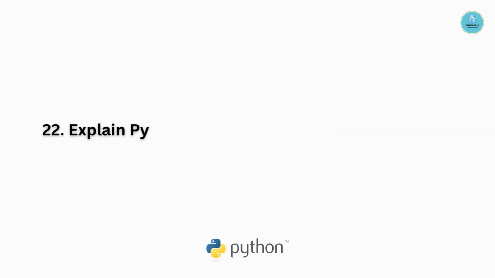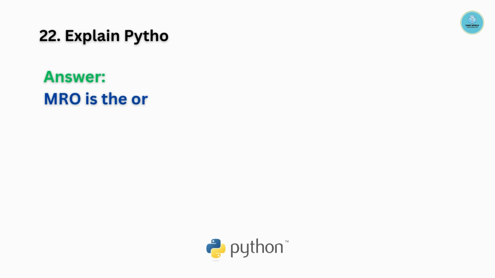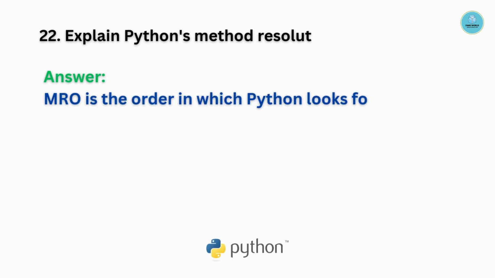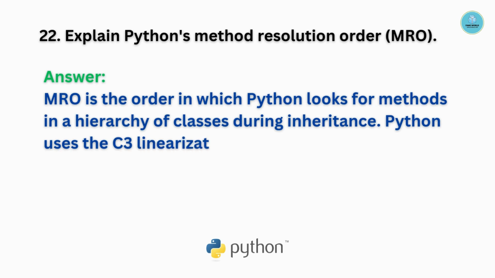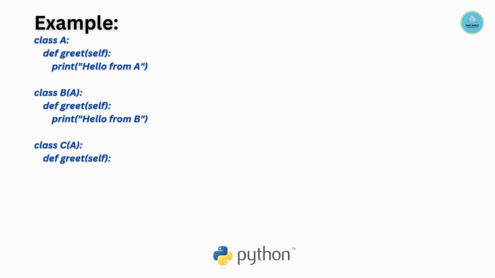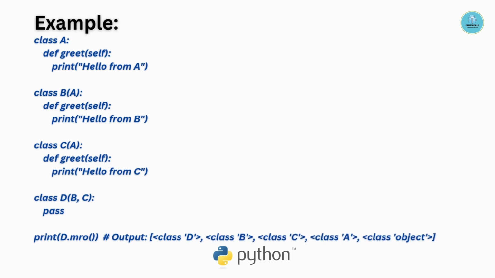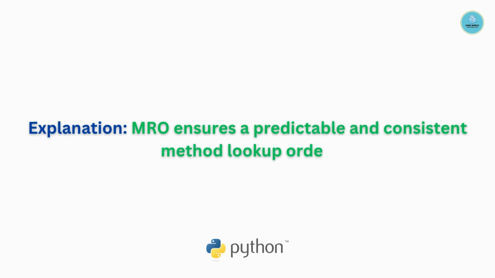Question number 22. Explain Python's method resolution order, that is MRO. MRO is the order in which Python looks for methods in a hierarchy of classes during inheritance. Python uses the C3 linearization algorithm. The example is as follows. MRO ensures a predictable and consistent method lookup order.